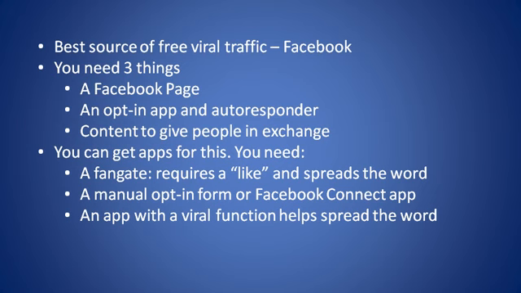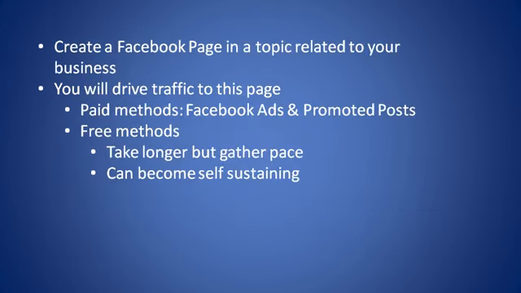So you have the like, then you can get the opt-in via either a manual form, like just a normal web form for your autoresponder, or a Facebook Connect app. Now the Facebook Connect app is by far the best option because people are already logged into Facebook, they just click connect and it's going to add their best email, their Facebook email, to your autoresponder. So that's definitely the best way to do it. And best of all is an app that also has a viral function which will help people spread the word. So they might click connect and it also posts to their wall. That will help draw more leads into your page, and it's also a free method of traffic.